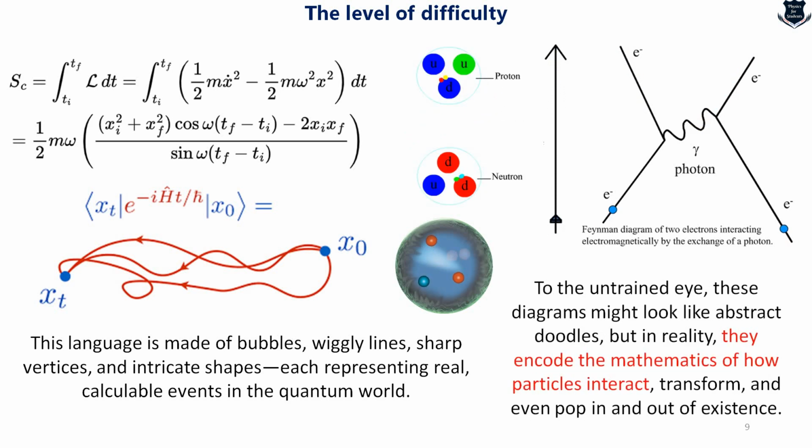The Feynman diagrams are not just nice illustrations. Physicists working with quantum field theory don't just wrestle with complex equations, they also describe physical processes using a unique language of bubbles, wiggly lines and sharp vertices, each representing real calculable events in the quantum world. For an untrained eye this might seem a little difficult, but this is actually the language of quantum field theory.